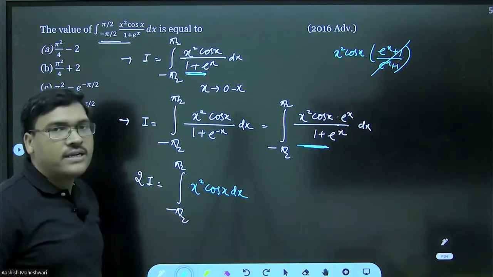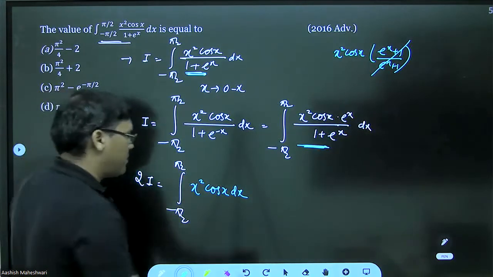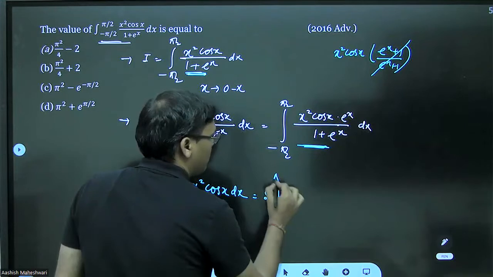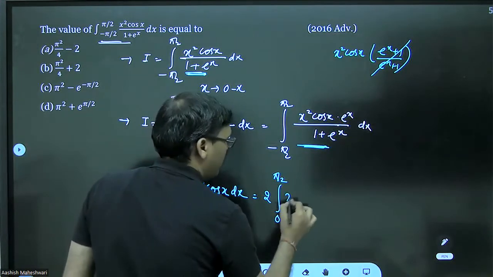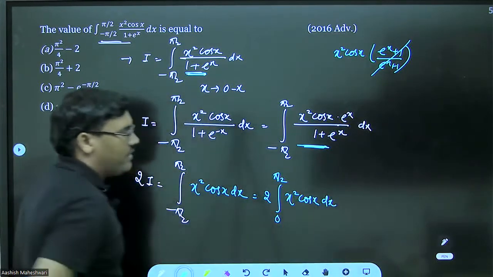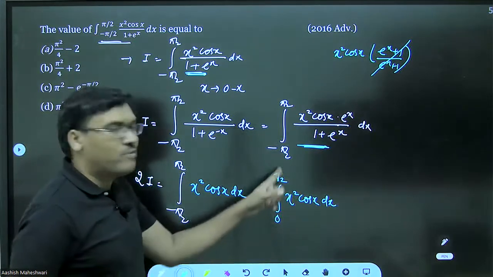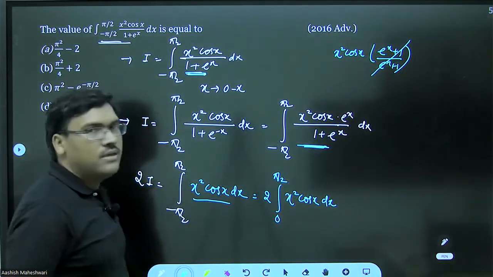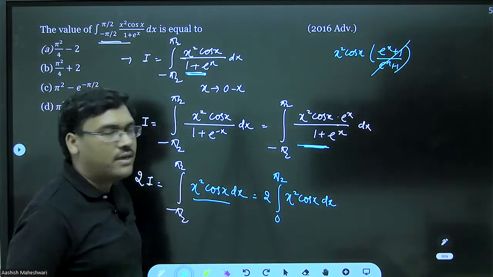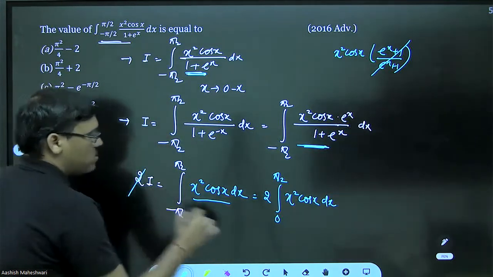Now how will you integrate this? For finding the integration, the first thing you can observe here is that this is 2 times integral 0 to pi by 2 x square cos x dx. Why is this 2 times 0 to pi by 2? This is an even function, right? For an even function, integral from minus a to plus a is 2 times integral 0 to a, correct? You can cancel this 2 also.